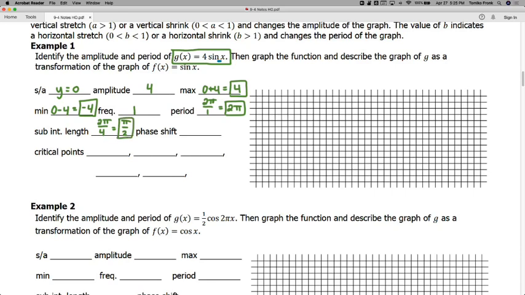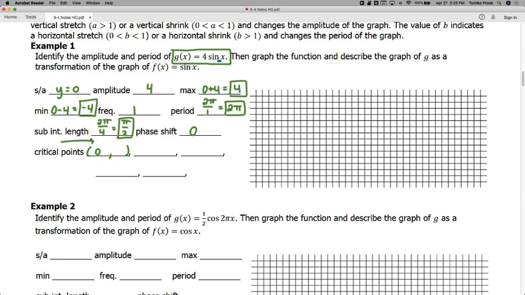And then our phase shift, that would be the shift horizontally. So the shift left and right, that's on the inside, what we're adding or subtracting to x. In this case, it's 0. That would be like this, 4 times the sine of x minus 0 or x plus 0. Okay, so next up is the key points. We're going to list the first 5 key points always. Now, the first key point always starts with the phase shift.